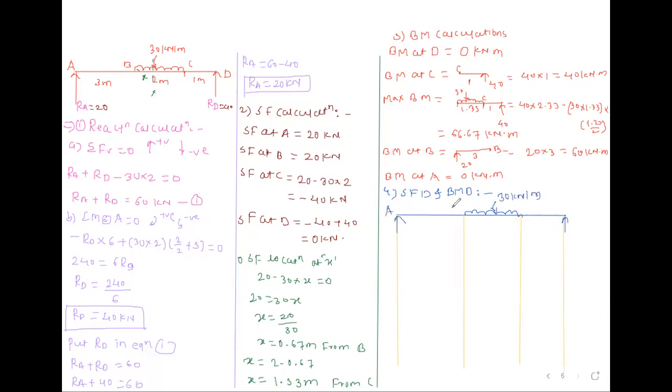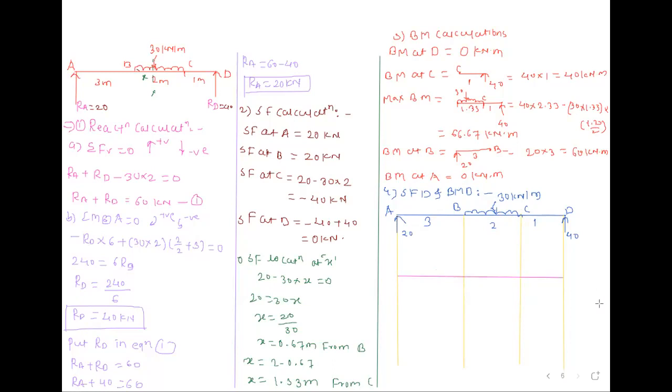This is A point, B, C, and D. 3 meter, 2 meter, and 1 meter. RA is 20 and RD is 40. So first we will draw shear force diagram, then we will move towards bending moment diagram. I think shear force values are plus and minus, so the diagram will be above and below the baseline.